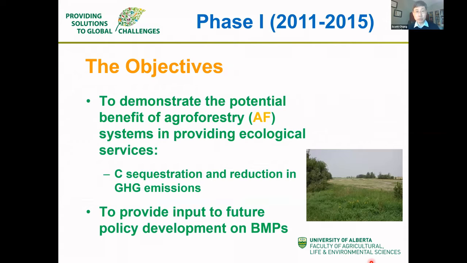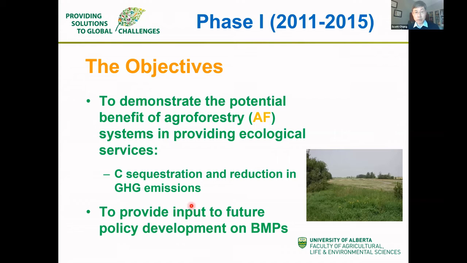The objectives for this project, or phase 1, were to demonstrate the potential benefit of agroforestry, or AF, systems. You might see this abbreviation again later on in this presentation. The aim was to provide ecological services, including carbon sequestration and reduction in greenhouse gas emissions. Obviously, agroforestry systems have a range of other ecological services as well, but our research has been focused on these two aspects of agricultural systems' ecological services.